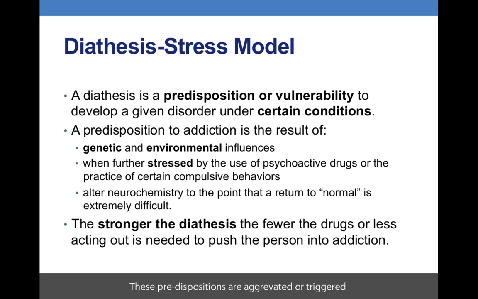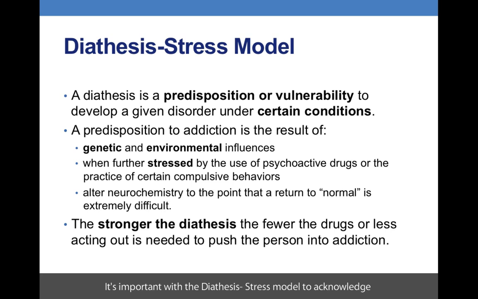These predispositions are aggravated or triggered due to stress and substance use or engaging in a compulsive behavior. When the individual becomes stressed, the brain changes to the point where ceasing use may be very difficult. In other words, the addiction has then developed.